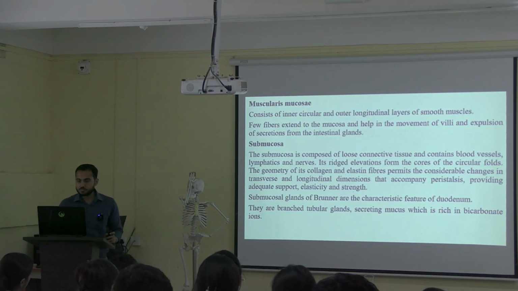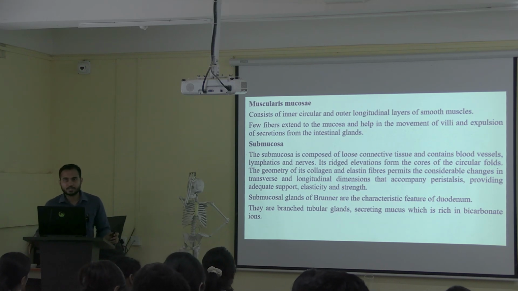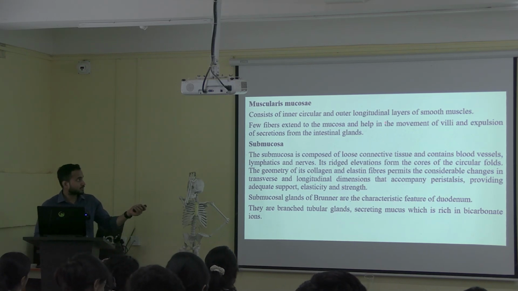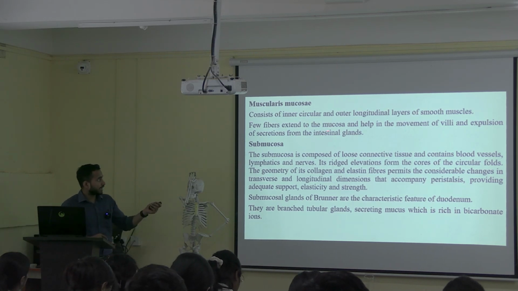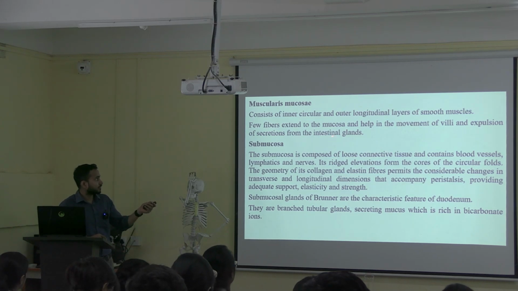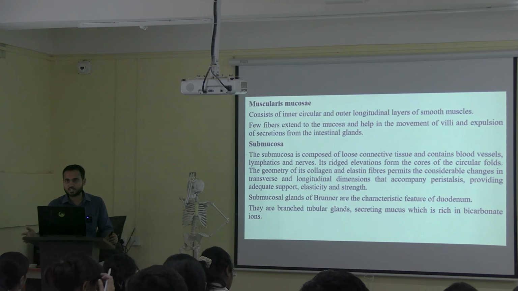Next, muscularis mucosa, no changes. In the muscularis mucosa, two layers are there: inner circular and outer longitudinal smooth muscle. This muscularis mucosa helps in the movement of villi and expulsion of the secretion from the intestinal gland. In the small intestine, that is the function of the muscularis mucosa.